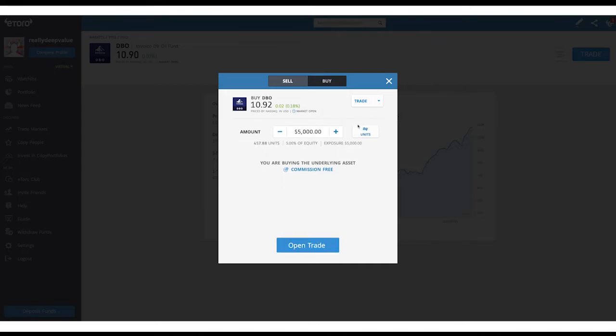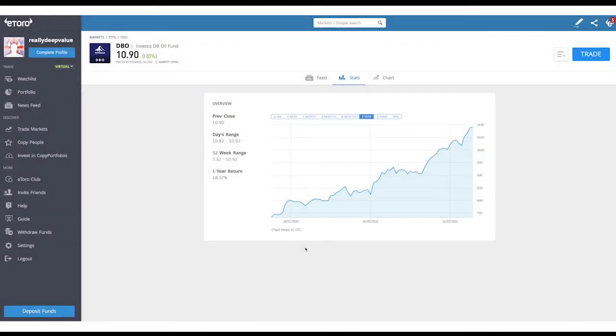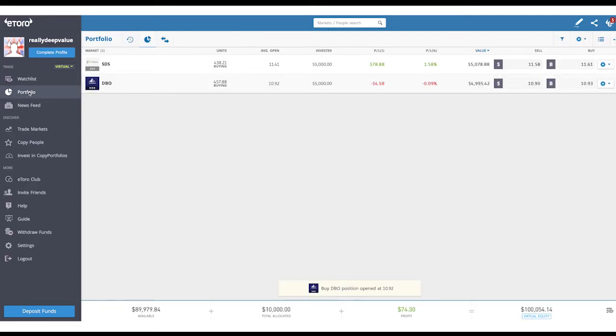But on this occasion we'll take the market price, and we're going to buy 5,000, and it is commission free, which is very good to know. So let's open the trade. The trade has been opened. Go to our portfolio. Might not necessarily see it straight away, although we do. Here we are.